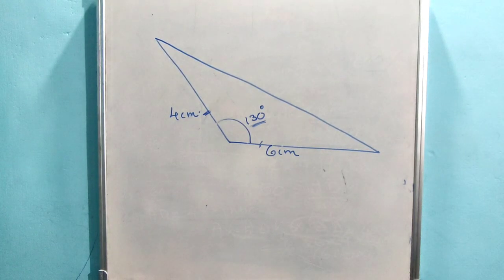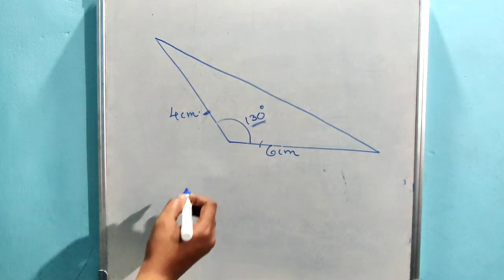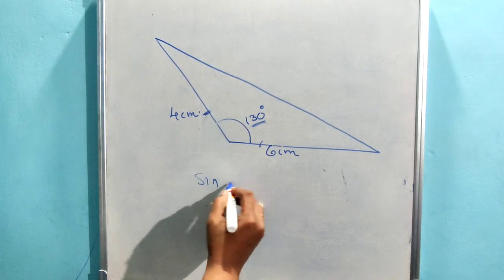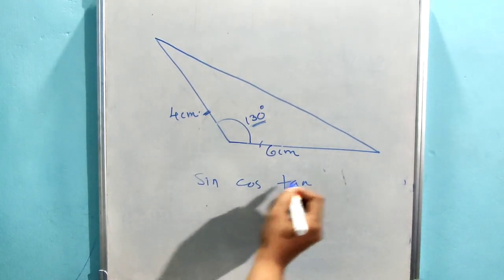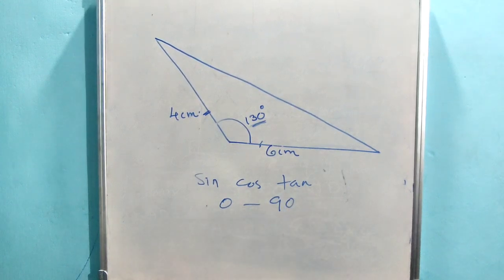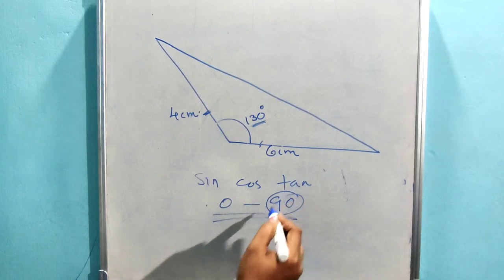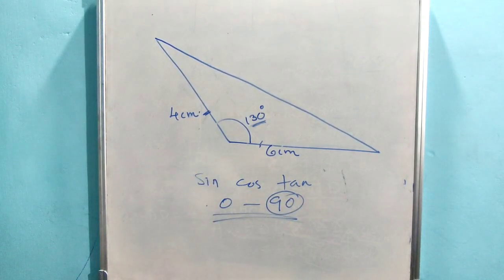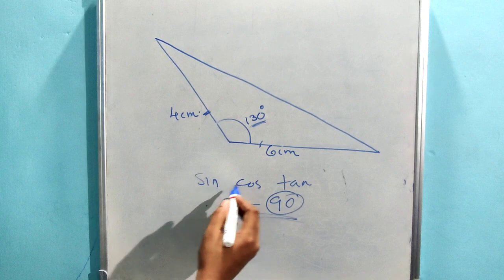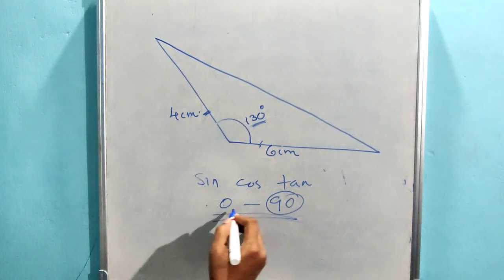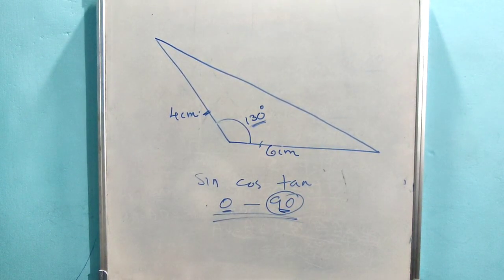Okay, 130 degree. Then in this type of question, how do we find the area of triangles? See children, we have sine, cos and tan values only from 0 to 90. If the values are more than 90, we cannot find the sine value and cosine value. Then how do we calculate this using the sine and cosine ratios?